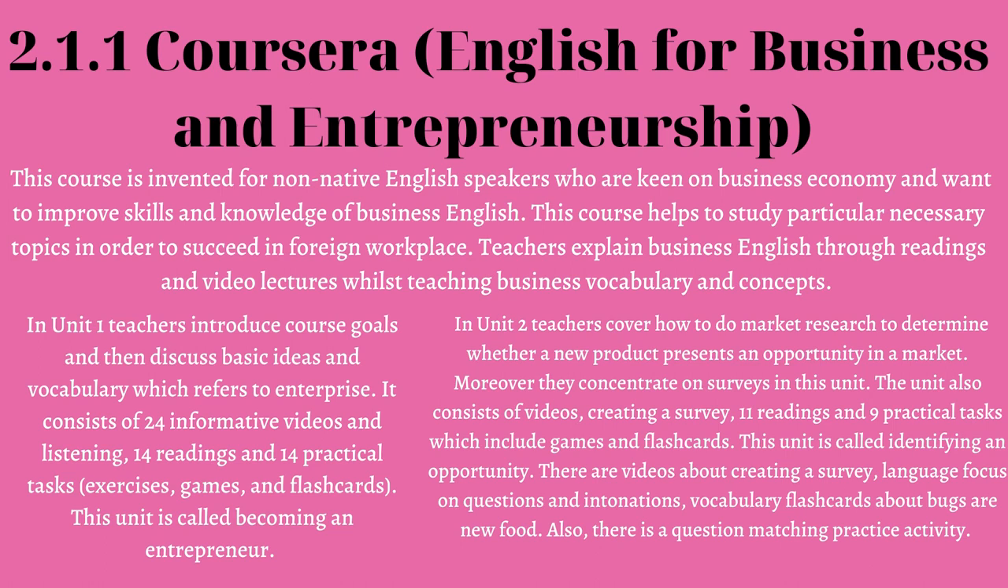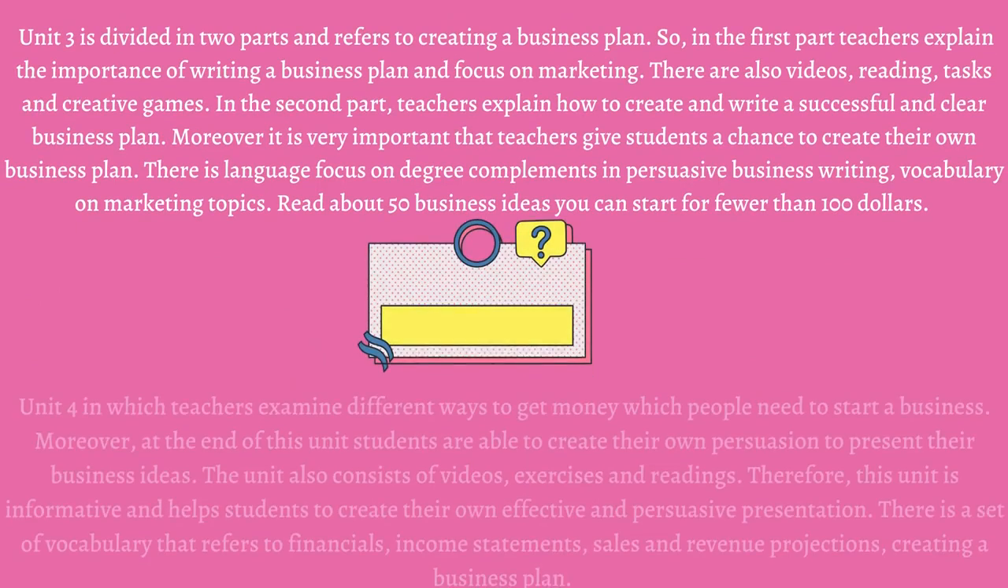Unit 2 covers how to do market research to determine whether a new product presents an opportunity in the market. They concentrate on surveys in this unit. There are also survey readings and practical tasks, which include games and flashcards. There are videos about creating a survey, language focus on questions and intonation, vocabulary, and flashcards about bugs and new food. Also, there is a question matching practice activity.